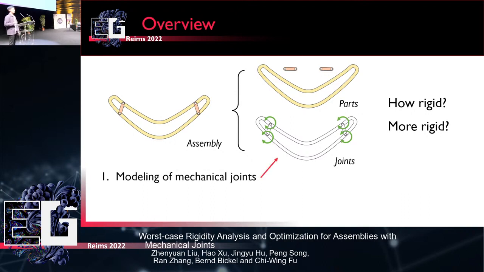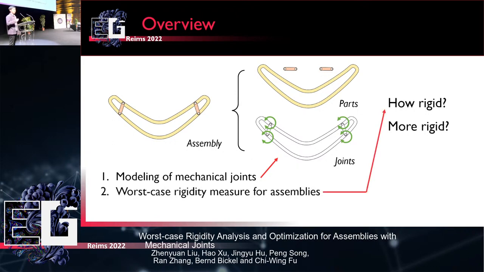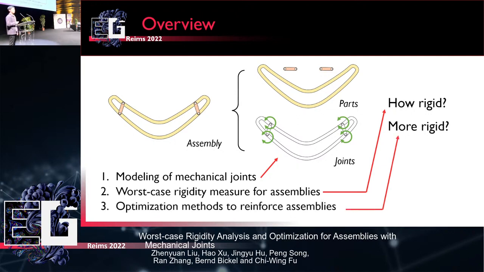The first one is the modeling of the mechanical joints. As I said before, we are targeting mechanical joints of arbitrary combinations of rotational and translational degrees of freedom, as well as joint jitters, which is really a big pain. The second one is the worst case rigidity measure. This will answer how rigid the assembly structure is. And on top of the first and second, we can do optimization to improve the structural rigidity of the assembly given by the user.